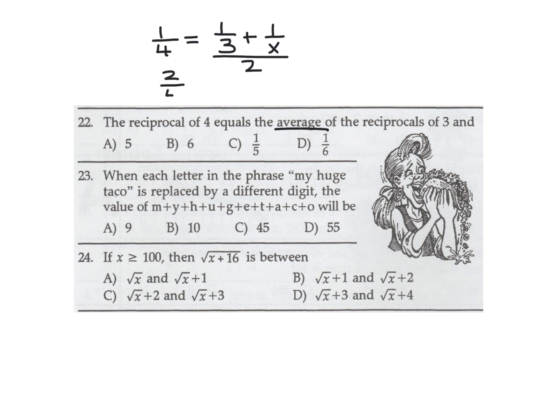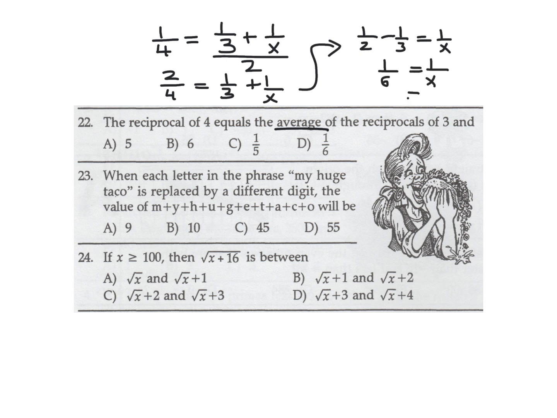So cross multiply, you get 2 over 4 equals 1 over 3 plus 1 over x. And then 2 over 4 is 1/2, so that's going to be 1/2 minus 1/3 if you isolate for the x. 1/2 minus 1/3, I know that's 1 over 6, and therefore x would be 6. So 6 is the answer, number 22, therefore is B.